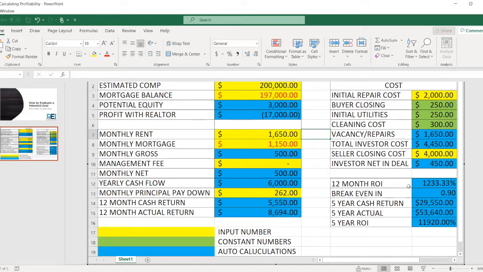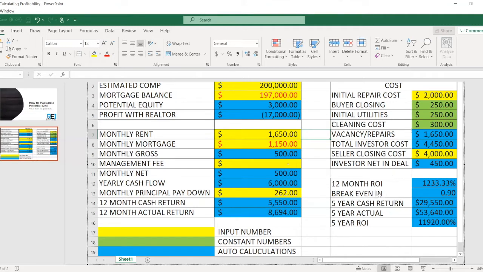Most investors will buy a property, put 20% down, and make 8% return, not 1,233% return over the next 12 months. This is a powerful reason that we love and invest in subject to properties.